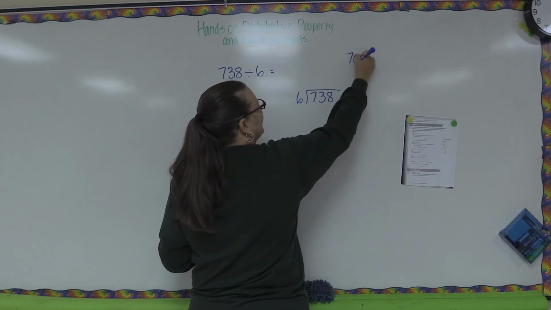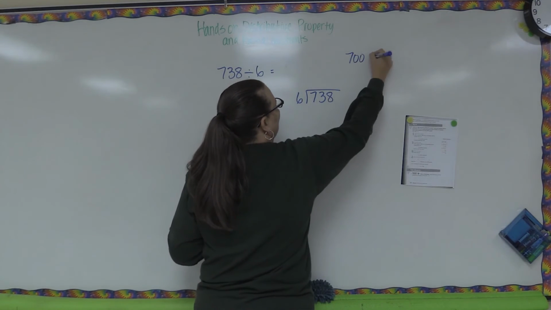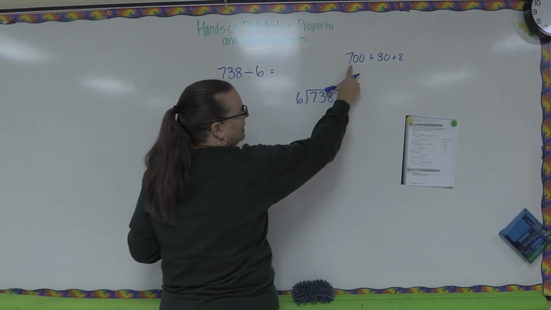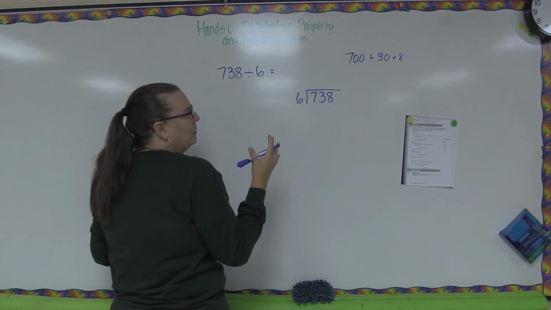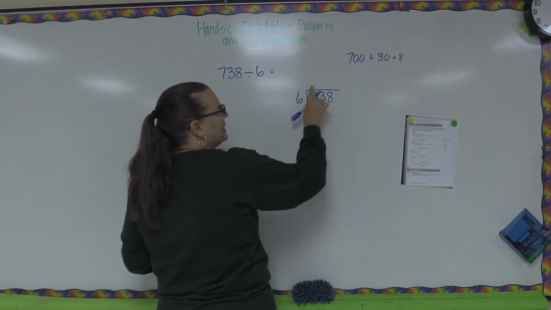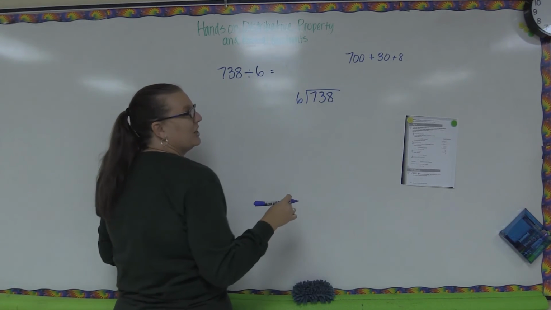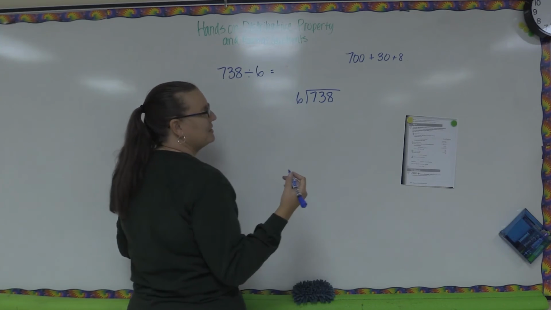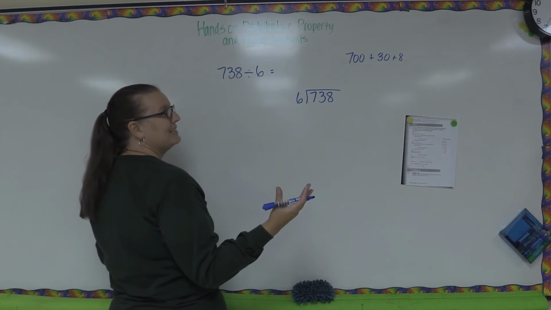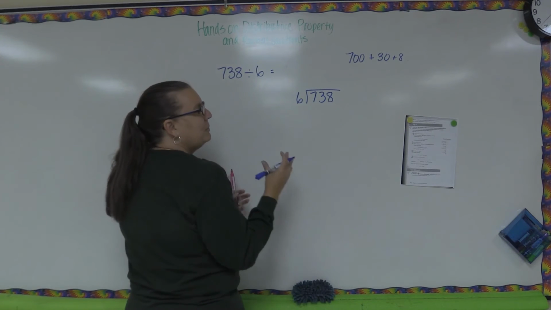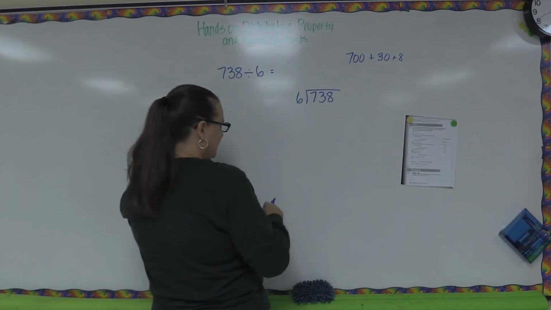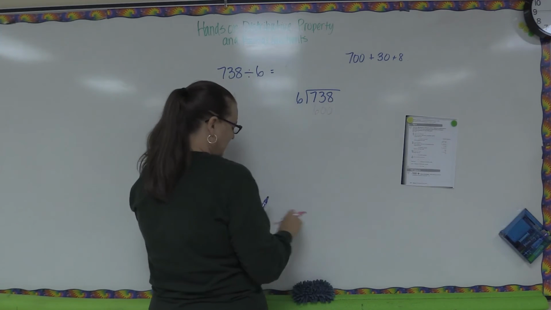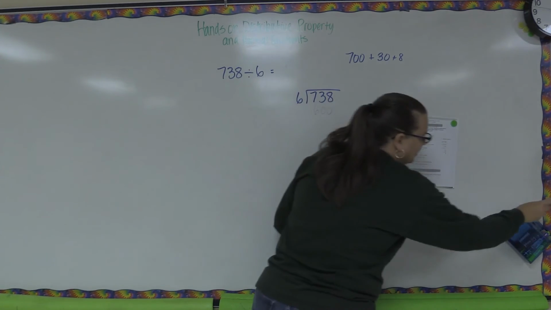Remember, this is like 738. So I'm looking at 700, and I'm trying to think, how close can I get 6 times something close to 700 without going over? Well, I know that 6 times 100 is going to be 600. That would be something I can use, and that's what they've used here in the book. So they've done 600.